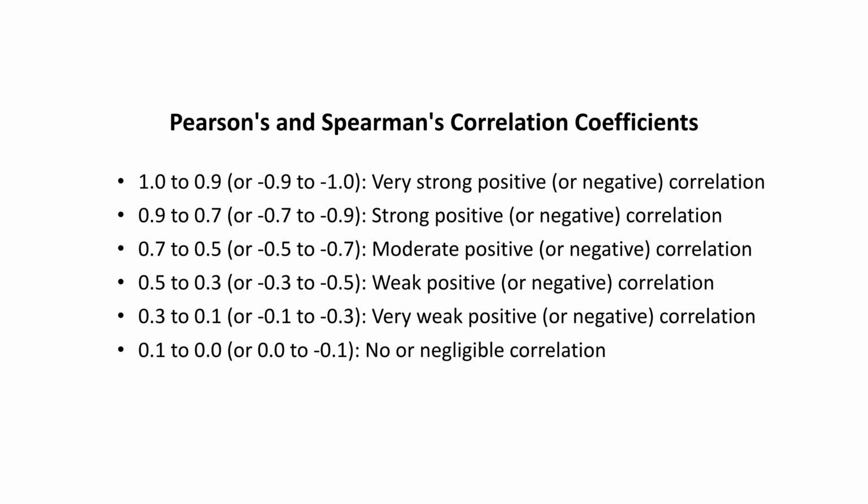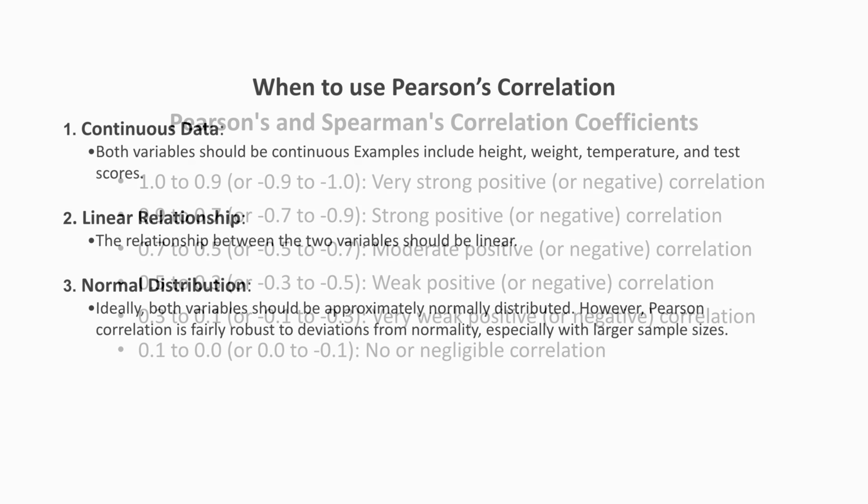Correlation coefficients always fall between -1 and +1. A positive correlation means that as one variable increases, the other tends to increase. A negative correlation means that as one variable increases, the other tends to decrease. Values closer to +1 or -1 indicate a strong relationship. Values closer to 0 indicate a weak or no relationship.